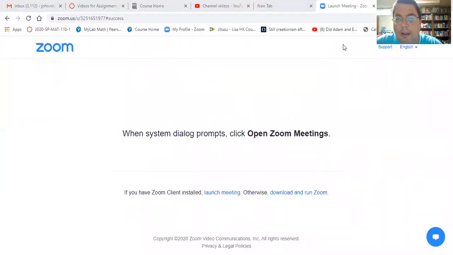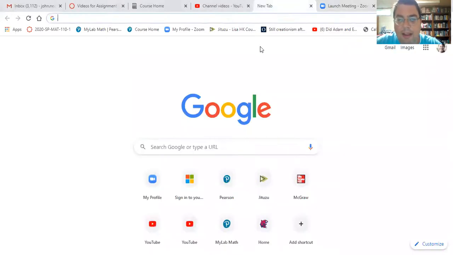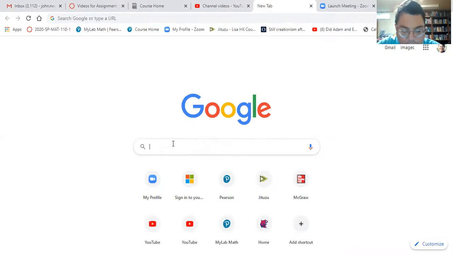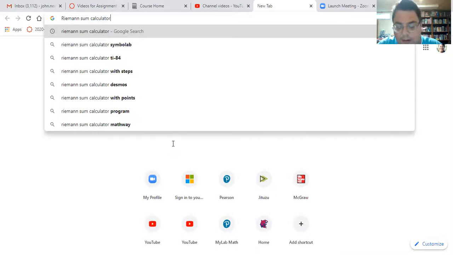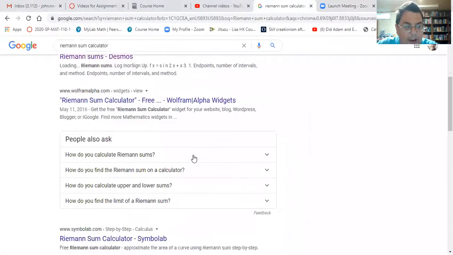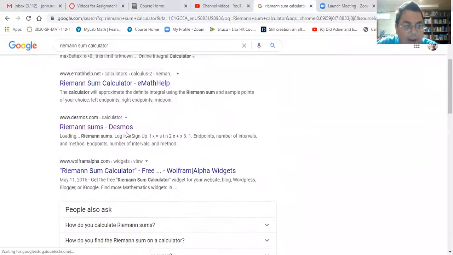So let me do a screen share here. Hopefully I'm sharing this. I'm going to Google and type in Riemann Sum Calculator. You're probably going to get all kinds of things. You could look at some other things, but I thought I would show you the one on Desmos. It's like the third one down when I typed it into Google.